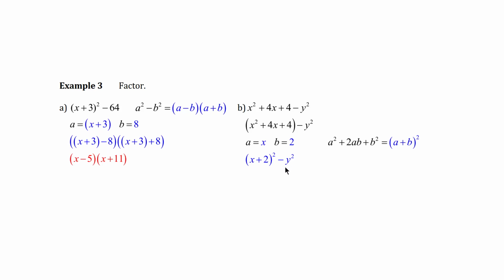You can see here that we have a difference of squares, so we factor this using the difference of squares formula. First, we find our value for A, which is the square root of (x + 2)². We get A is equal to x + 2. Next, we find our value for B, which is the square root of y², so B is equal to y. Next, we substitute our values for A and B into the difference of squares formula. We get (x + 2 − y)(x + 2 + y).